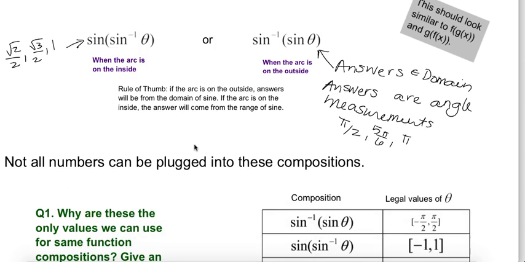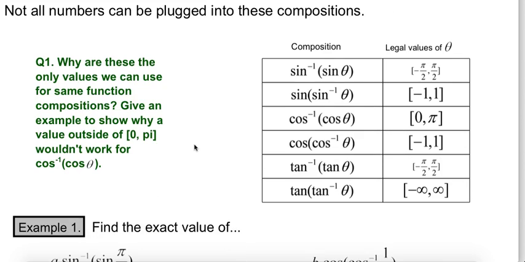But just like with any function, composite functions have domain restrictions as well. So this chart over here gives you each instance of a composite trig function for the three main functions, sine, cosine, and tangent. And over here we have the legal values of theta, or just the domain of theta in this case. For the first Quizle question, I want you guys to try explaining to me why these would be the only values that can be plugged into these composite functions.